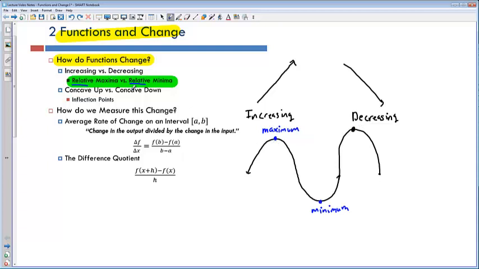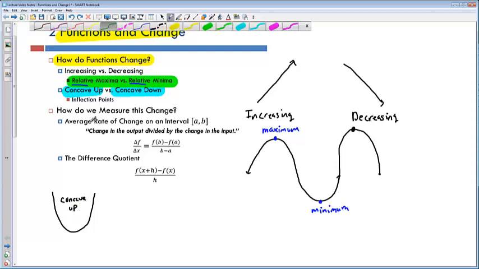Now when you increase or decrease, there's actually a couple ways you can do that. One way is you could do it concave up, and another way is you could do it concave down. For example, when you have something that looks like a U, like this, we say the function is concave up. Or better yet, you can think of this as being part of a smile. Put eyes right here, and you see that's a smiley face. So when it's part of a smile, the function's concave up.